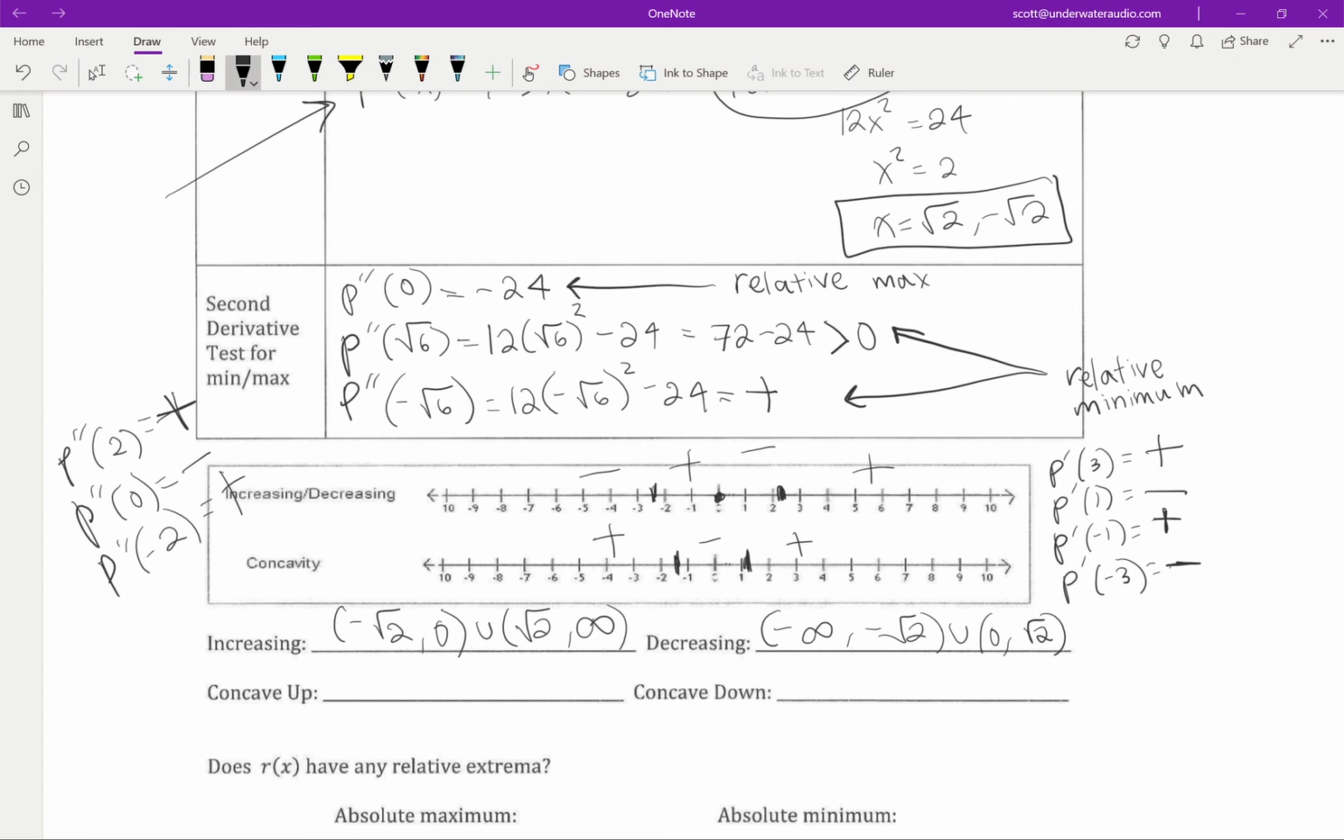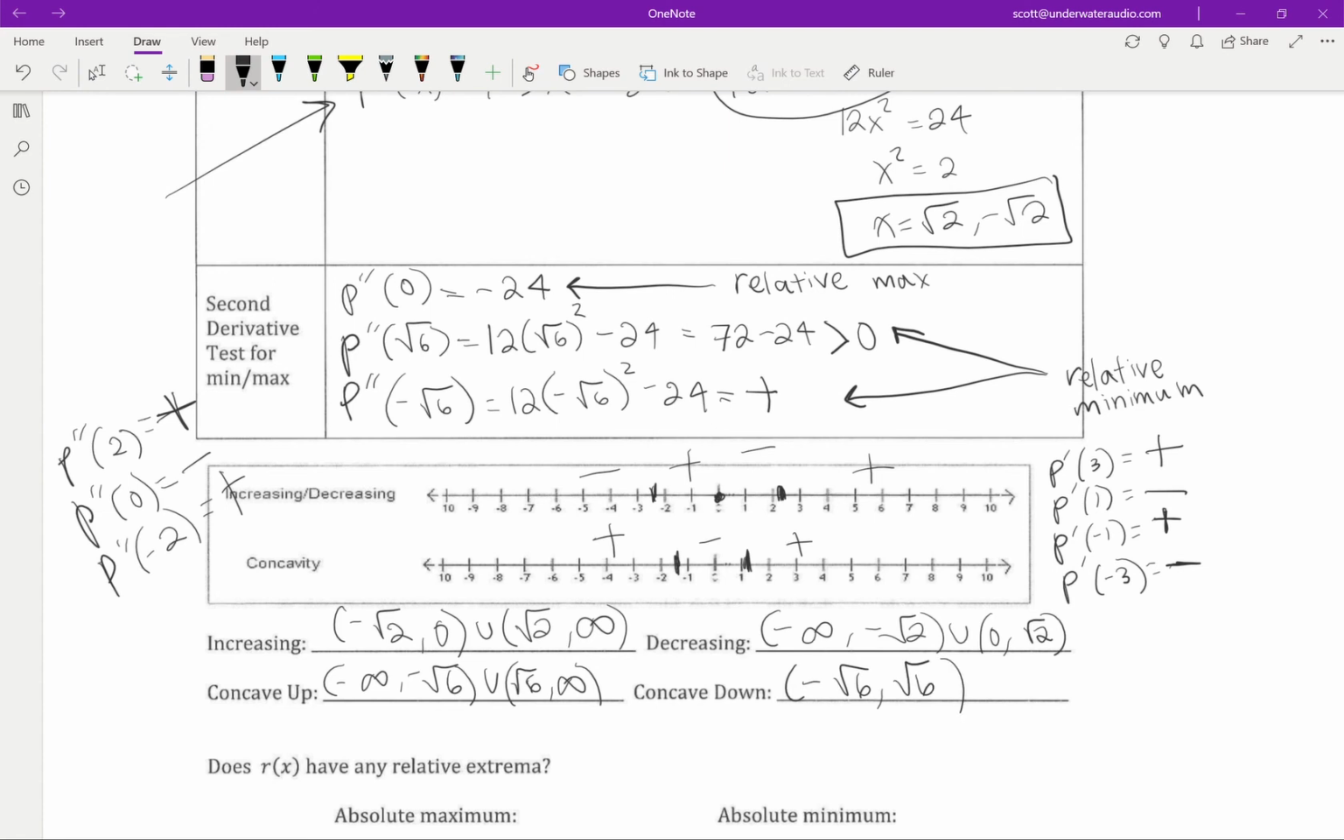And then concave up, I used the second line. It was concave up from negative infinity to, let's see, what was my possible inflection point? Negative square root 6. And then also from square root 6 to infinity. And then concave down in the middle between negative square root 6 and square root 6.